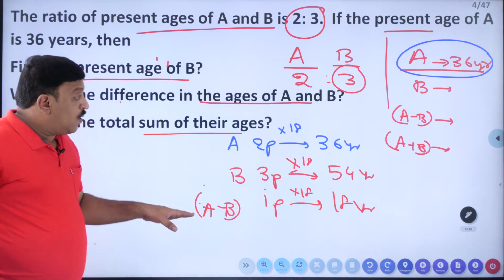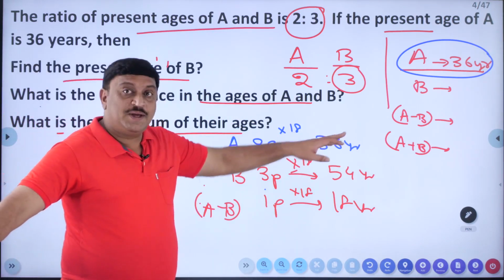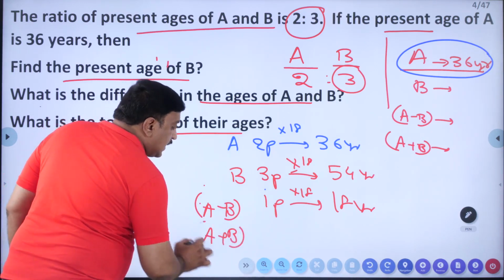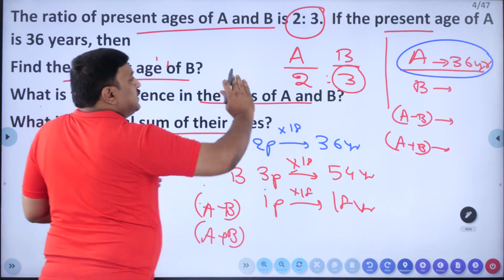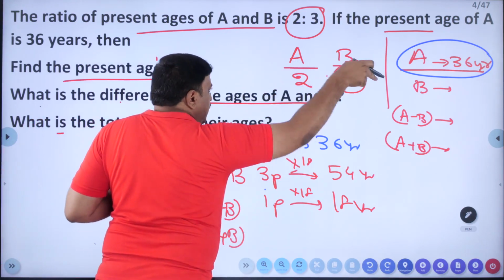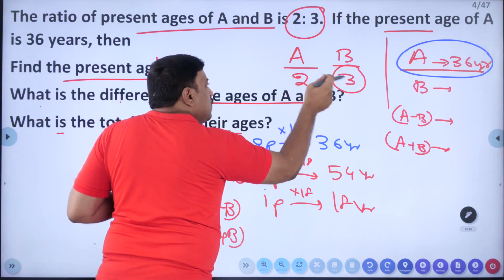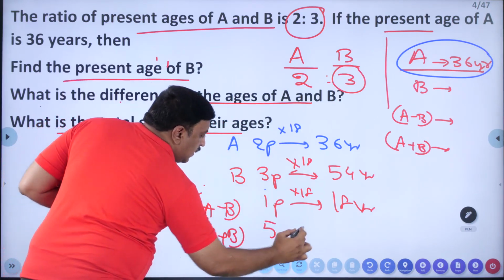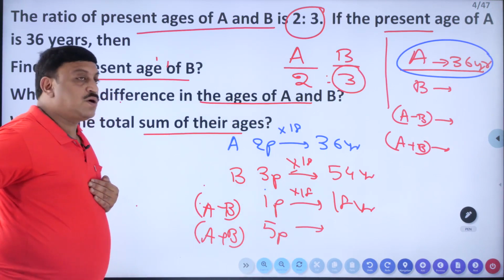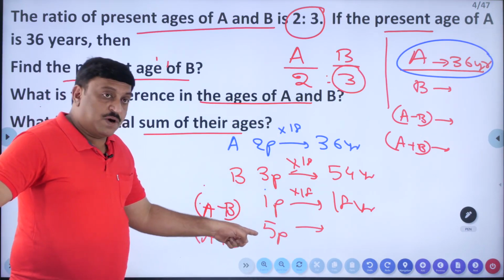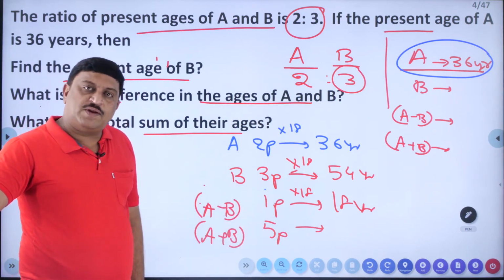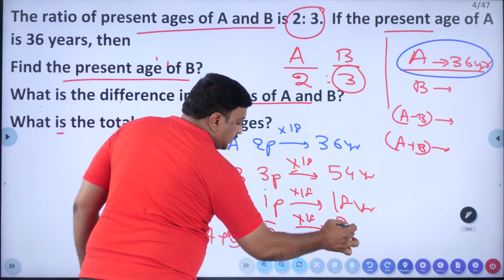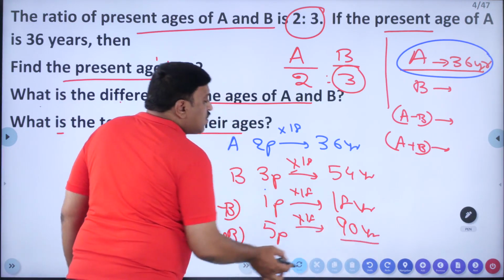Then what about the sum, A plus B? A plus B is how many parts? We need A plus B, so we add here first: 2 plus 3, that is 5 parts. So your answer is what? 5 parts means 5 into 18. 5 into 18 is how much? 5 into 18 is 90 years. Is it not 90?